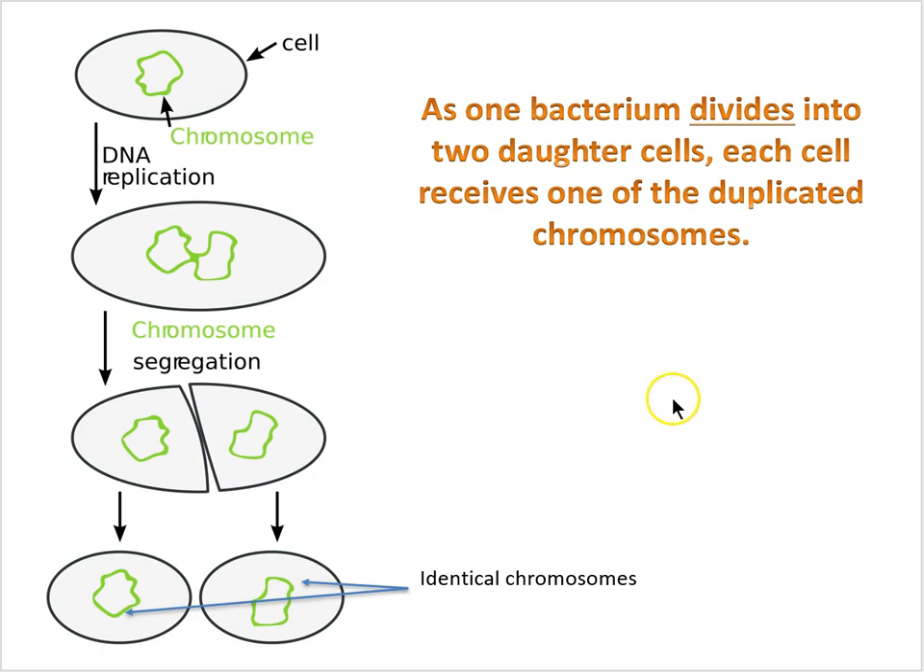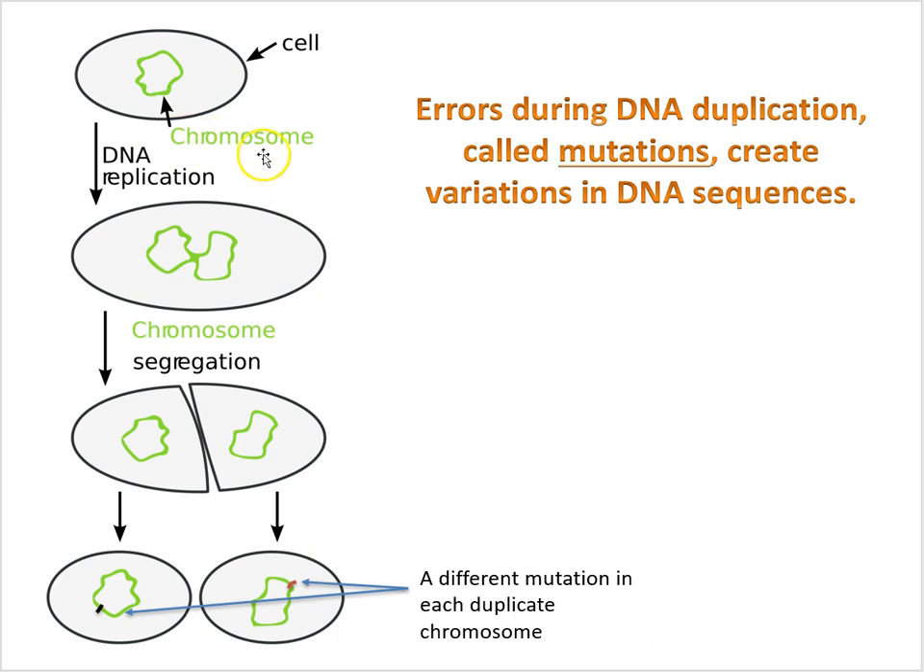In the previous lesson on DNA, we learned that DNA can be duplicated. And this is important when a cell is going to reproduce. It will duplicate its DNA so that each daughter cell receives a copy of the duplicated information. Now, as it happens, the process of DNA duplication can produce errors. And these errors are called mutations. And this creates variation in DNA sequences in the offspring.